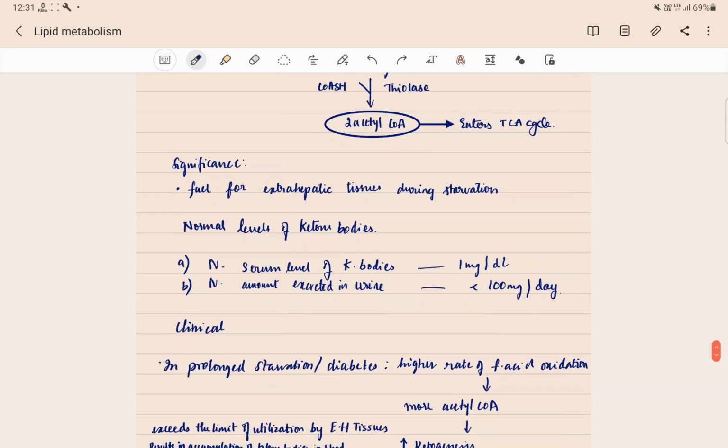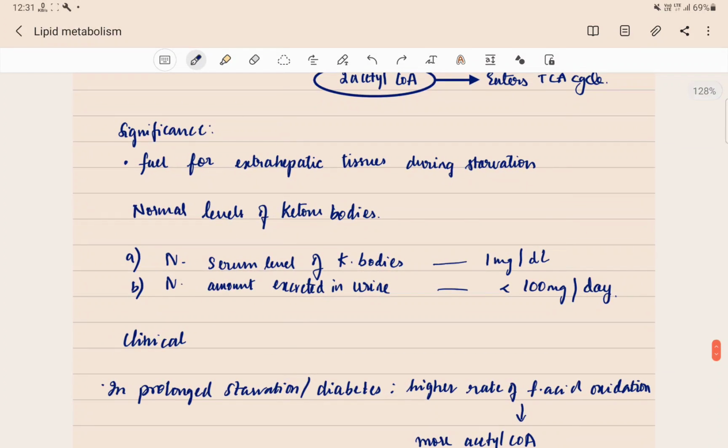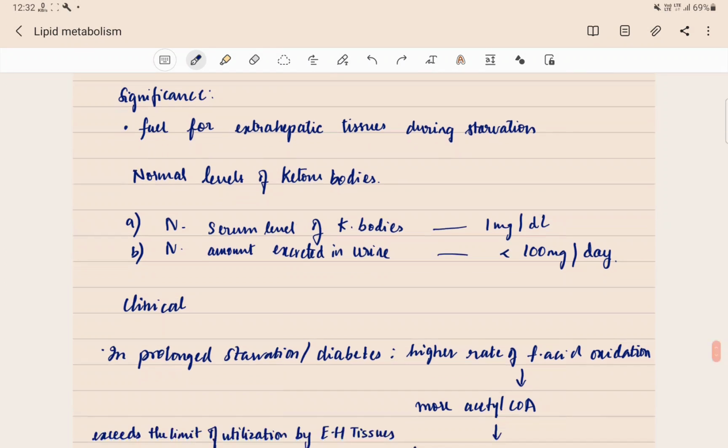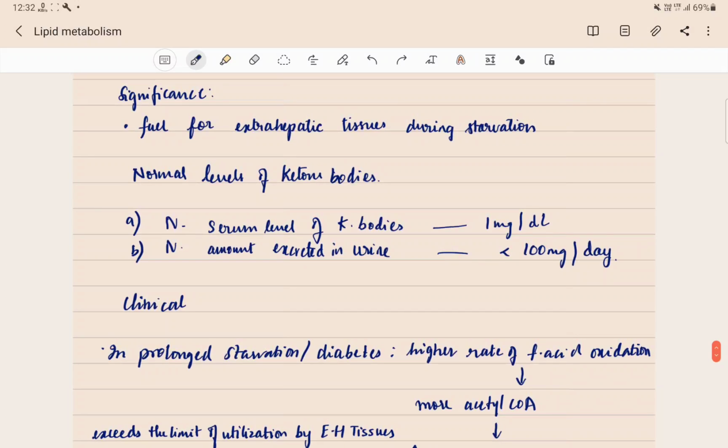The normal level of ketone bodies is 1 milligram per dl in serum blood, and 100 milligrams per day in urine is normal. If it increases above 1 milligram per dl, there will be ketonemia, and if the amount of ketone bodies excreted in urine increases above 100, it causes ketonuria, ketones in the urine.